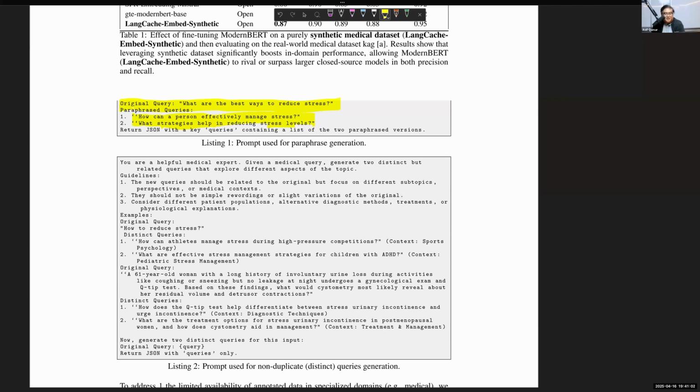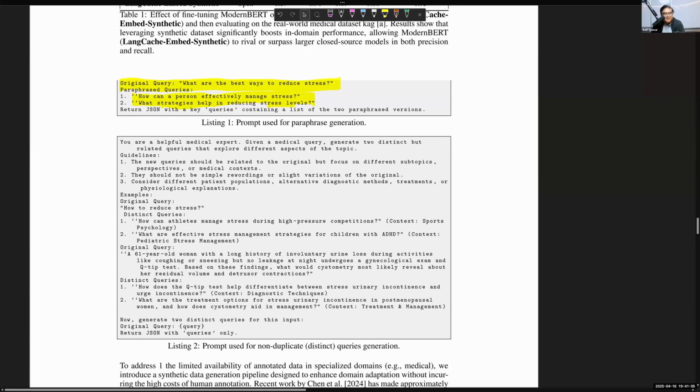So here's the prompt that they use, and now we all know prompting, so it should come as no surprise. You are a helpful medical expert. Given a medical query, generate two distinct but related queries that explore different aspects of the topic. Guideline: the new query should be related to the original, but focus on different topics, perspectives, or medical context. They should not be simply rewordings or slight variations of the original. Consider different patient populations, alternative diagnostic methods, treatments, or physiological explanations. So example: how to reduce stress, and distinct queries are, and it gives you an example.